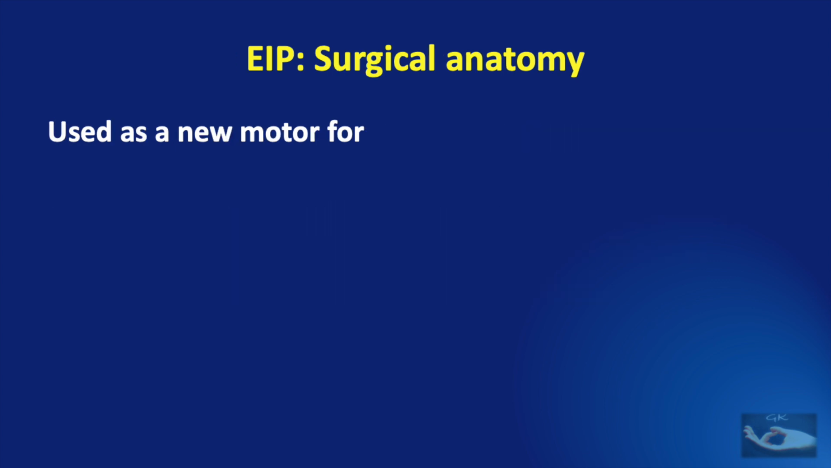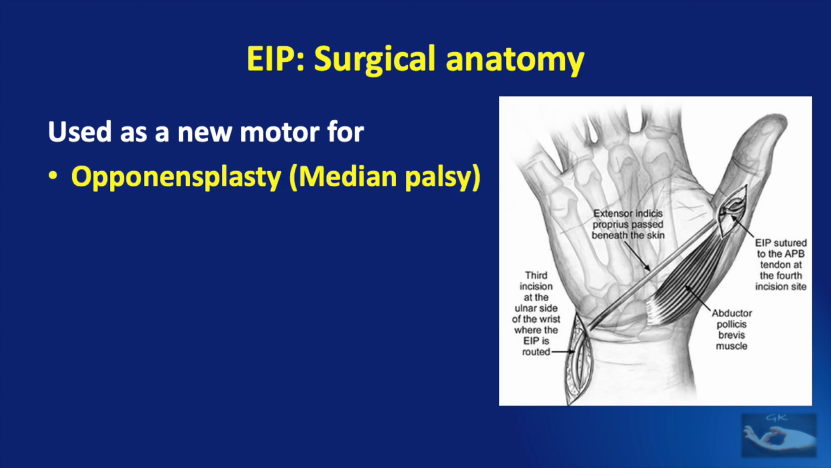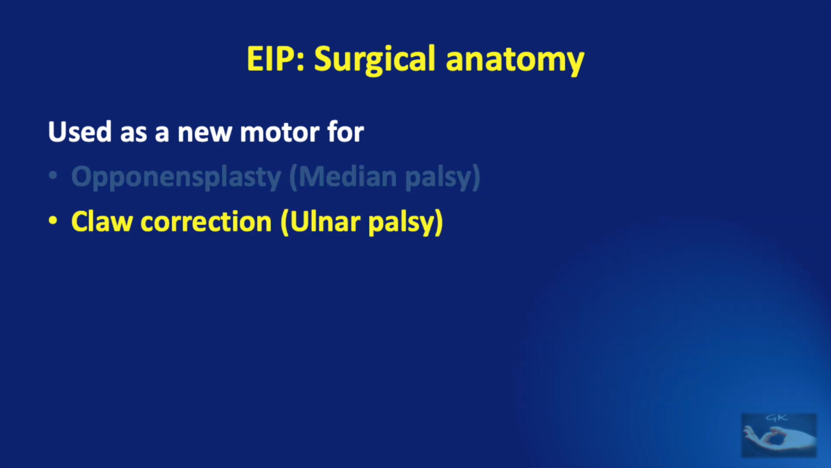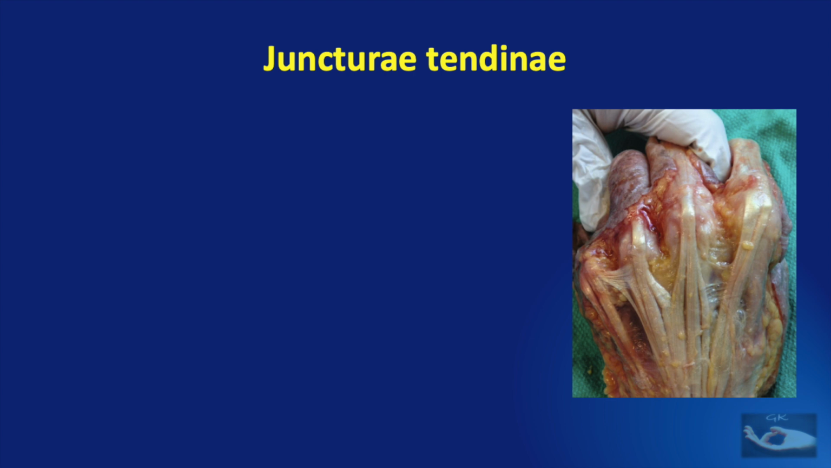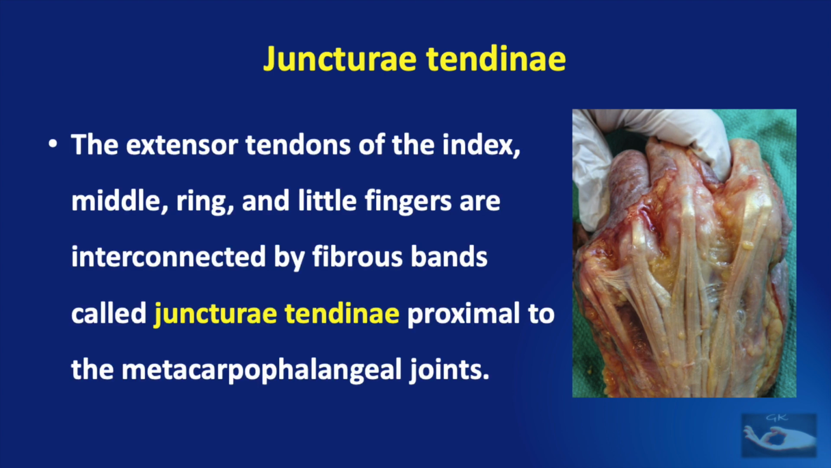Due to its versatile action, the extensor indicis proprius can be used as a new motor for opponensplasty in cases of median nerve palsy, for claw correction in cases of ulnar nerve palsy, and also to reconstruct a ruptured extensor pollicis longus. Before the extensor expansion forms on the dorsum of the fingers, an important structure that we come across are the Juncturae tendinae. The extensor tendons of the index, middle, ring and little fingers are interconnected by fibrous bands called Juncturae tendinae proximal to the metacarpophalangeal joints.